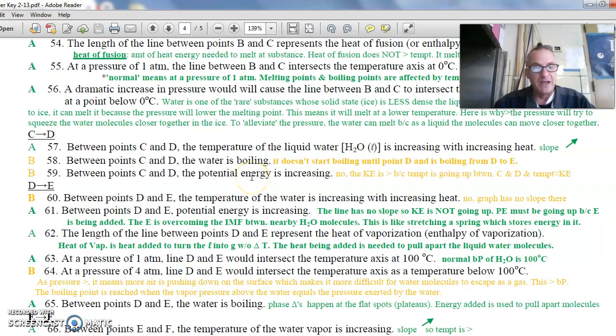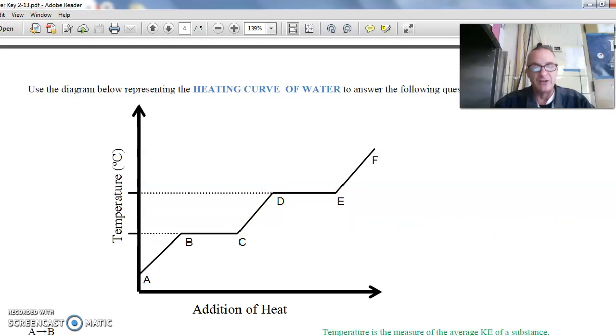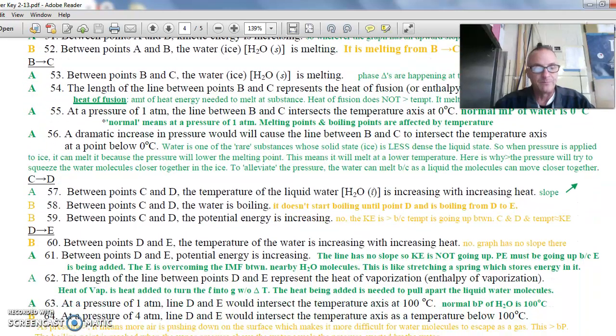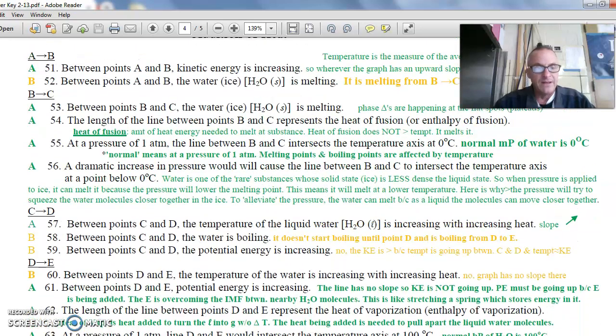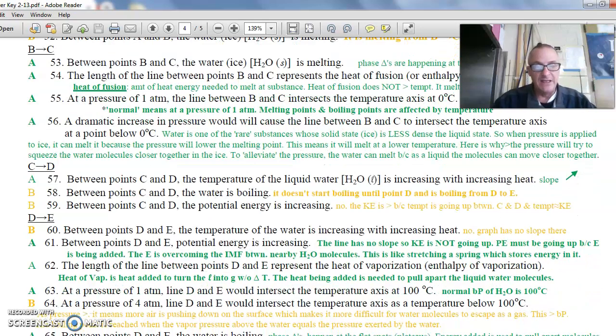Between C and D, the potential energy is increasing. No, between C and D, the kinetic energy is increasing. The temperature is going up. The kinetic energy is increasing. Between D and E is where potential energy will be impacted. All right, then. Now we're on to what's happening between D and E.